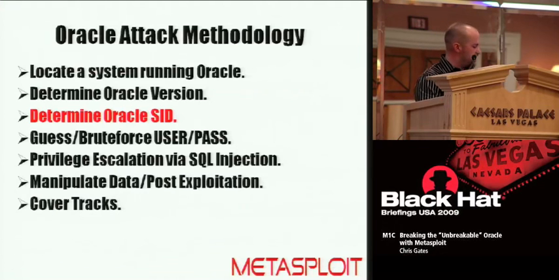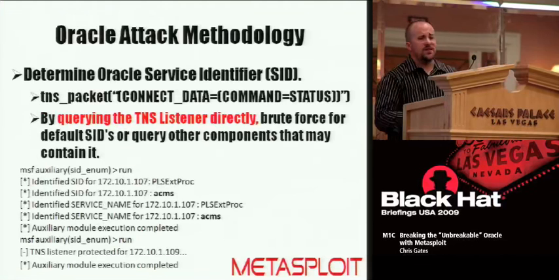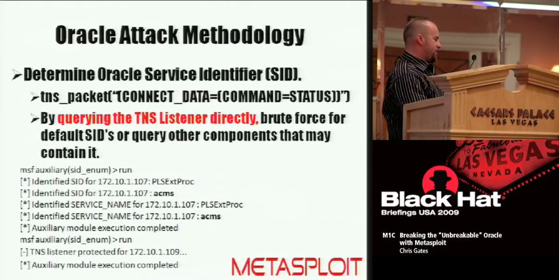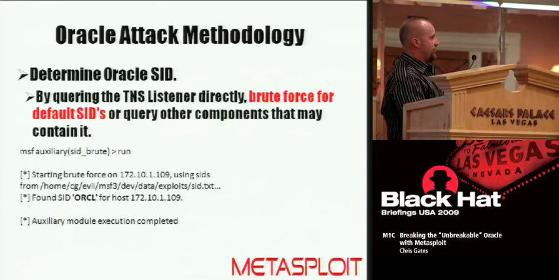Next step, determining the Oracle SID. For Oracle prior to 9.2.0.8, if you asked for it by sending it a status command, it would give you all the service IDs and the service names that were running. After 9.2.0.8, they fixed that to where you now have to do some other things, like brute force it, so we can throw a dictionary attack.